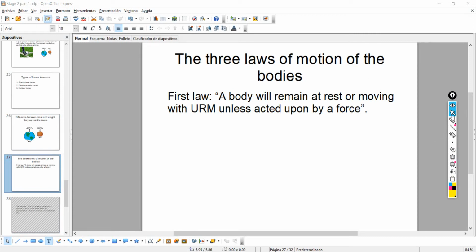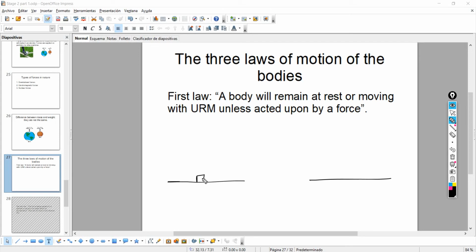A body, let me get my pencil. It says a body or a particle will remain at rest or moving with uniform rectilinear motion unless acted upon by a force. So basically what this law is saying, guys, is that we can have two cases or two scenarios. I'm gonna draw a body, just a simple box. That's it, just a little box.